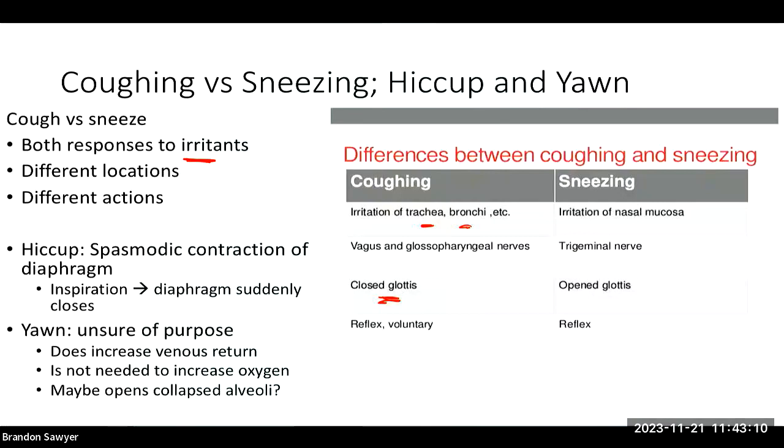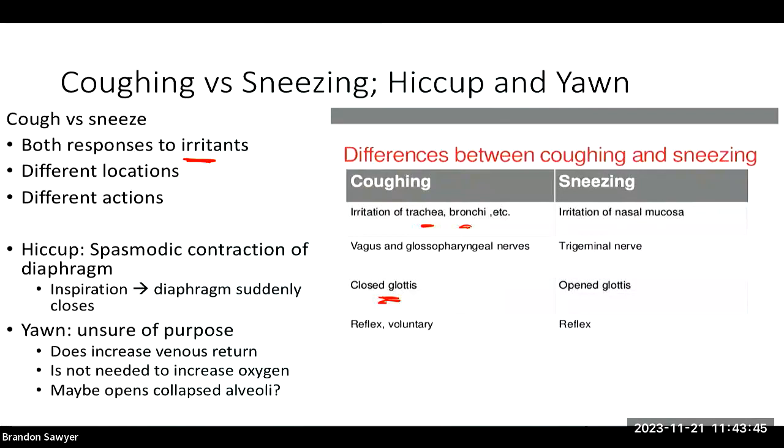Whereas with sneezing, the glottis is open, and the irritation is in the nose instead of the airways. The trigeminal nerve is what drives this. And so yeah, sneezing is really just trying to get stuff out of your nose. Coughing is trying to get stuff out of your lower airways. A couple other ones, hiccup, you guys may already know, it's just kind of a quick spasm of the diaphragm. You inspire first, right, before you hiccup. You've noticed that, and then the diaphragm just suddenly contracts.